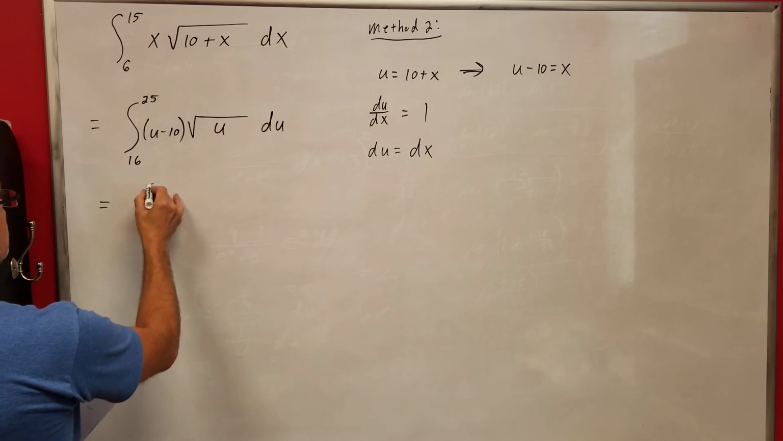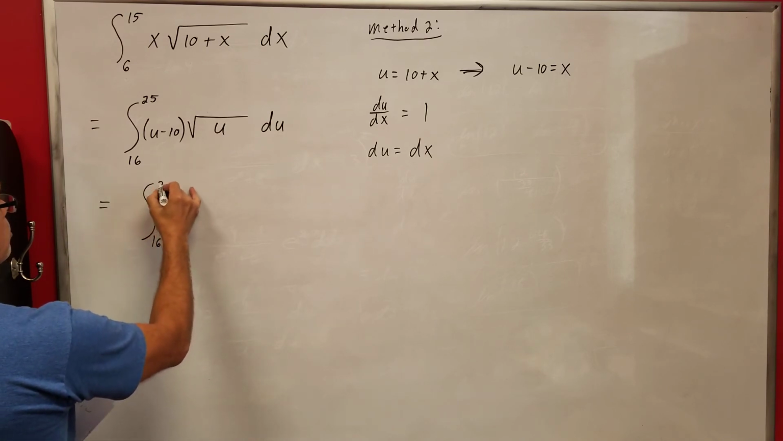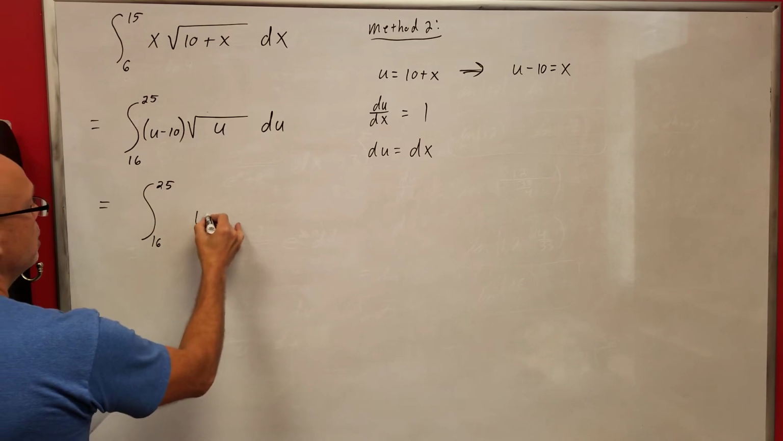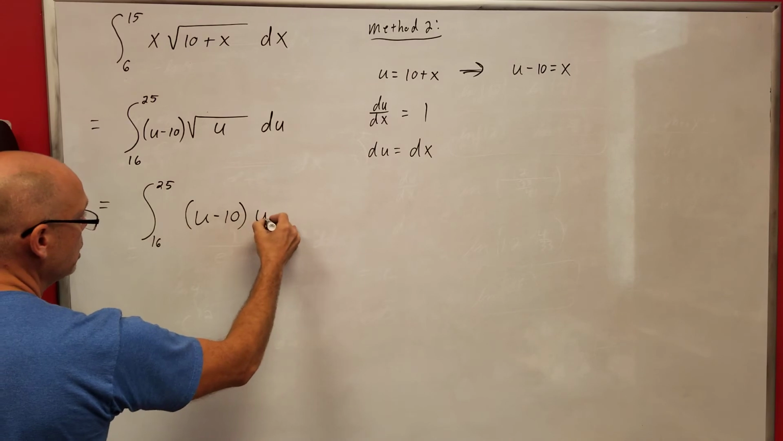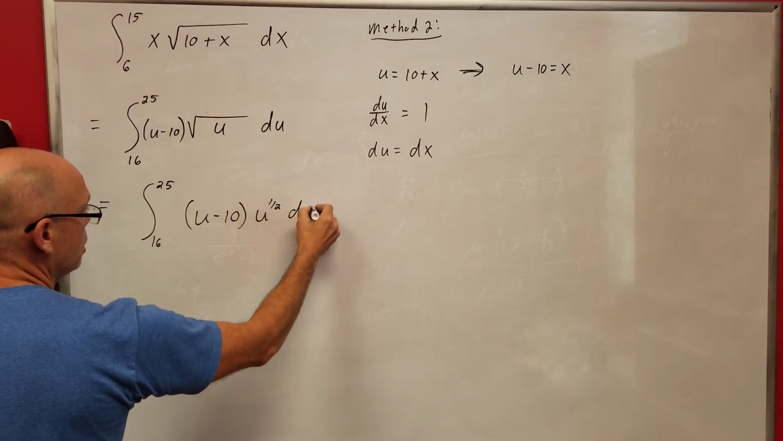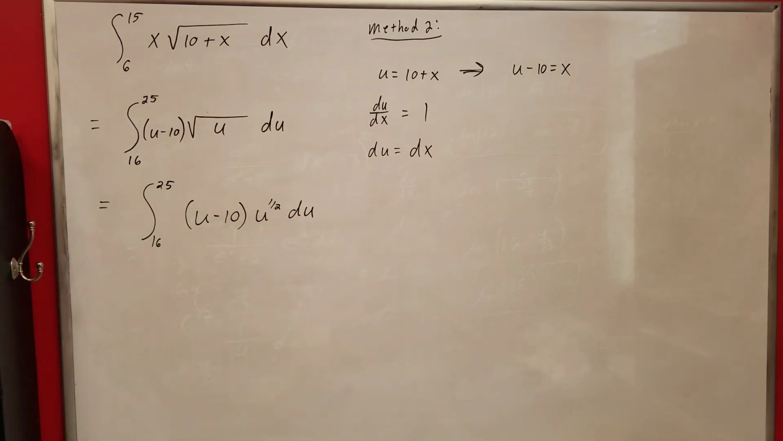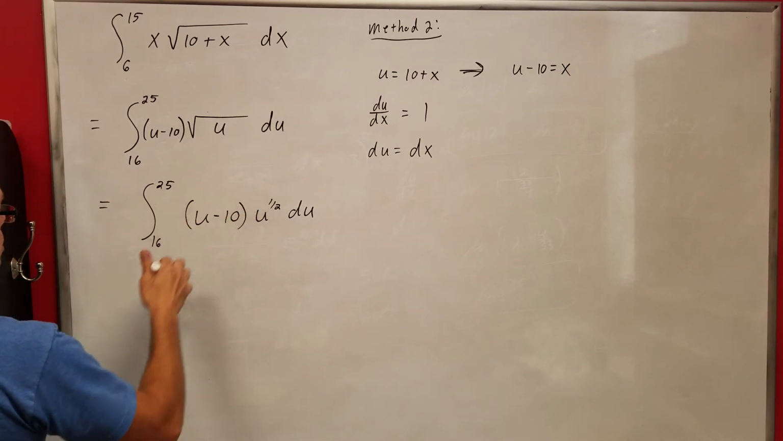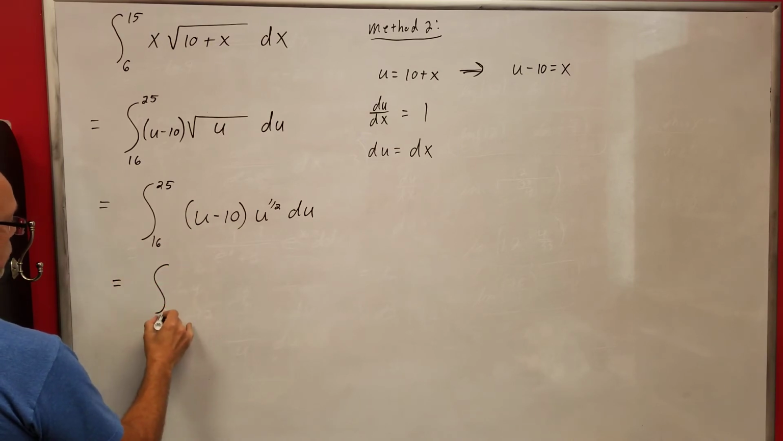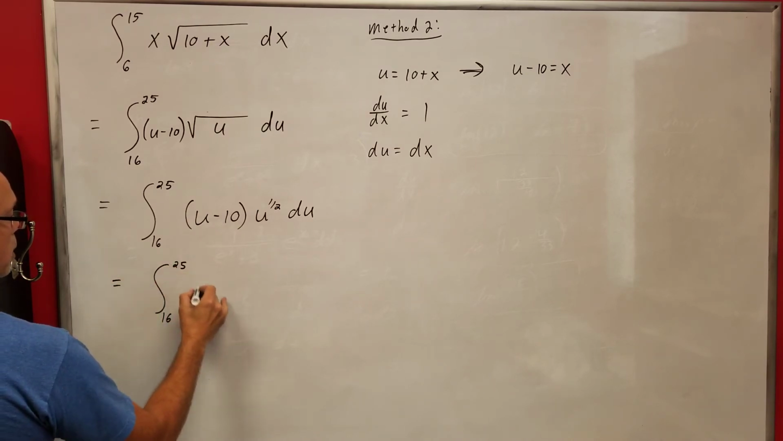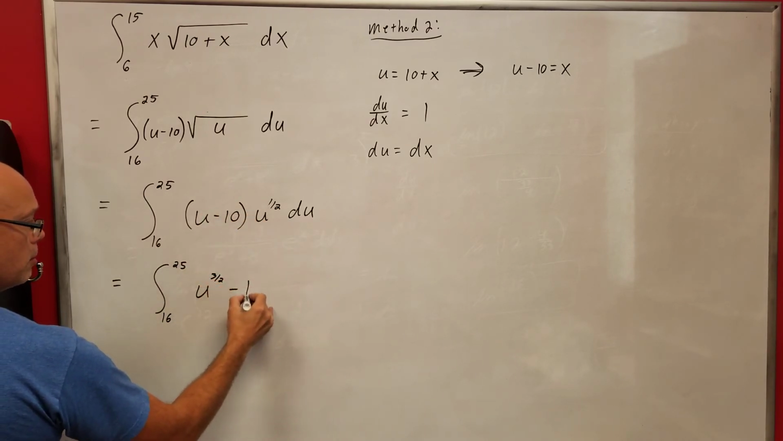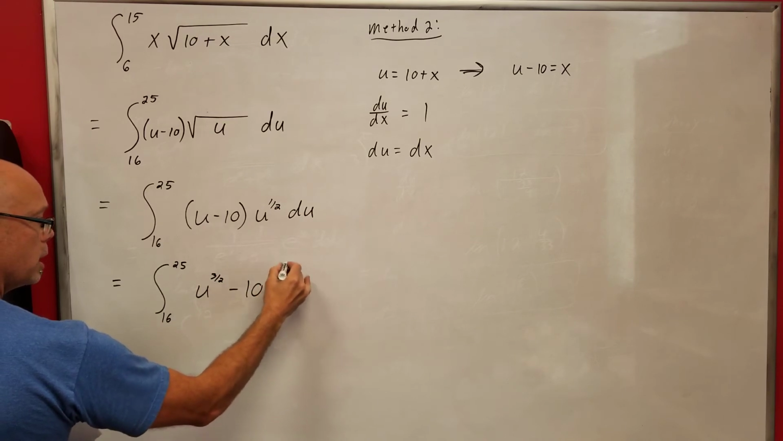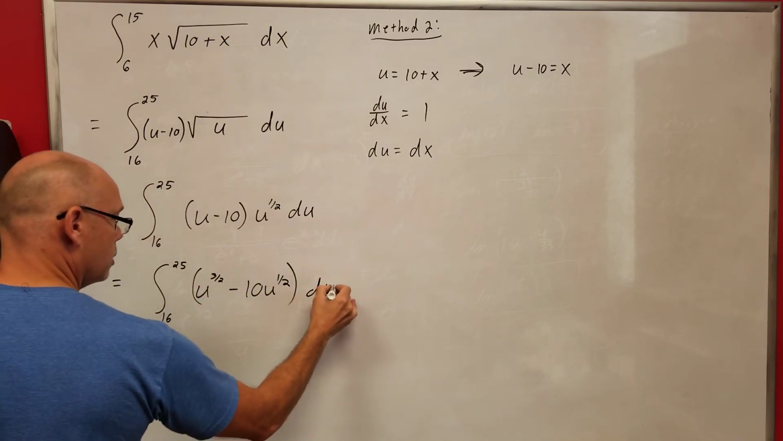So this gives me the integral from 16 to 25 of u minus 10. Instead of square root of u, I could call that u to the 1/2 du. Now for the next step, I'm going to distribute this u to the 1/2. And we'll get the integral from 16 to 25 of u to the 1 plus 1/2, or 3/2, minus 10u to the 1/2 du.